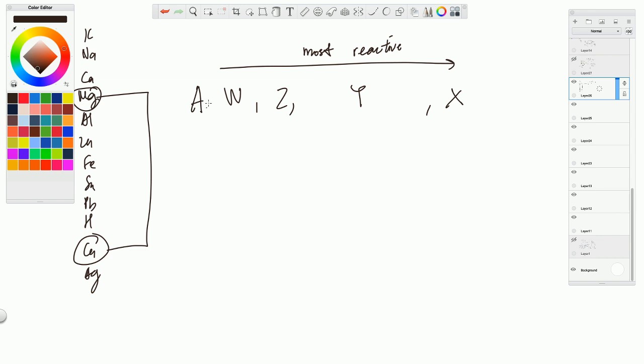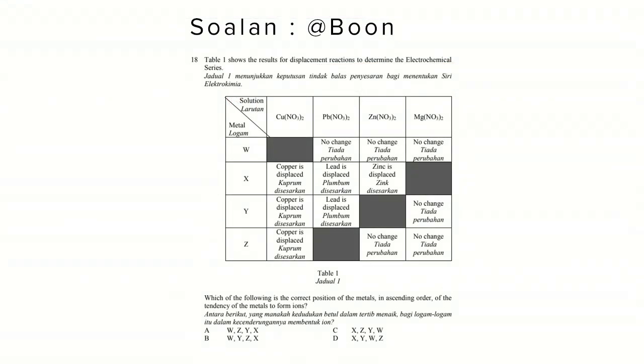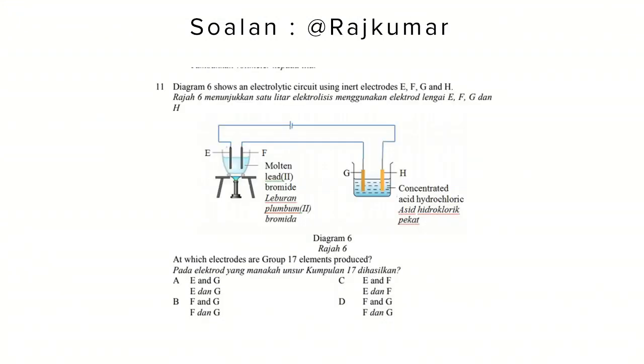You find the one that can displace the most. Okay, the one who can displace everybody else is the most reactive, the one that forms ions. Okay? Can I have the next question, please? Oh. Okay, so this one is electrolytic circuit using inert electrodes. Okay, so at which electrodes are group 17 elements produced? So, okay, let's see here.